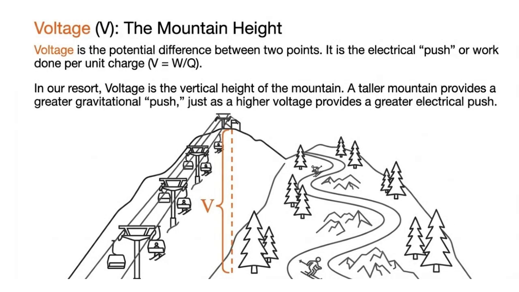Voltage is the potential difference between 2 points, acting as the work done per unit charge. To understand this, think of voltage as the vertical height of a mountain in a ski resort. The taller the mountain, the more energy you are given.